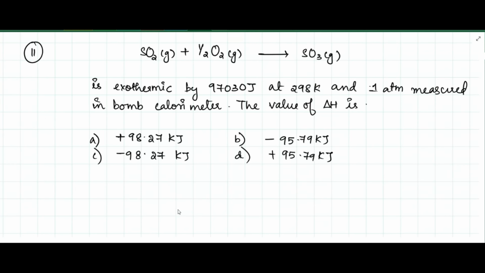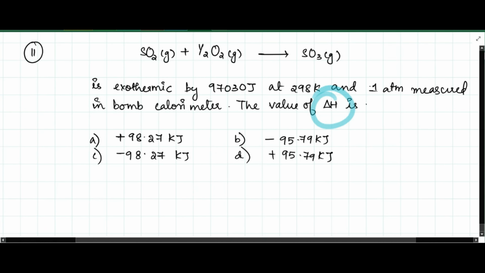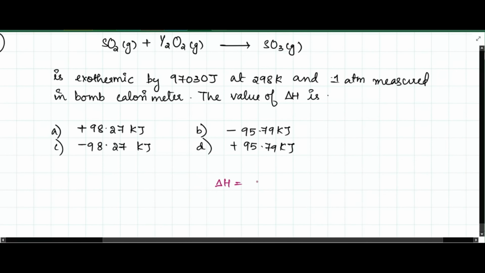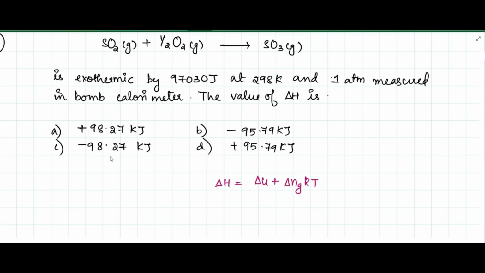Here they have asked for the value of delta H. The equation you must know first: whenever such questions come, the equation to take is delta H is equal to delta U plus delta Ng, very important, RT. Delta Ng is the change in the number of moles of the gaseous phases of the reactants and products only. What is important here is how we find delta U.